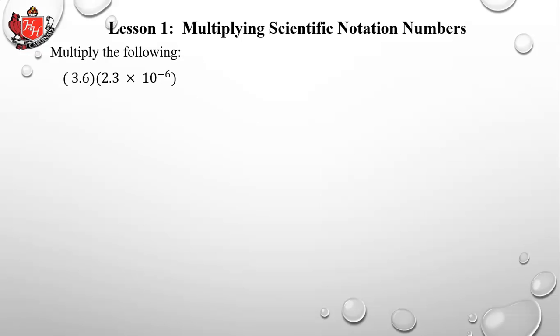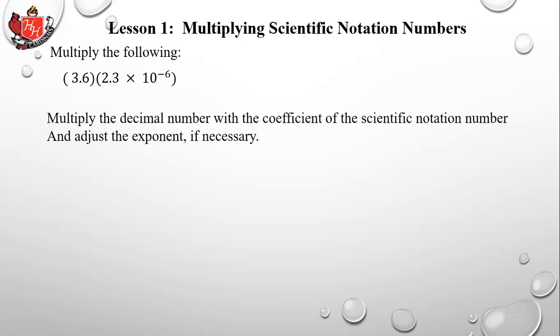Okay, how about this one? So you multiply the decimal. Now you don't have two numbers in scientific notation. One of them is, and the other one is just 3.6. So all you do is you treat that like a coefficient. Really, you could write 3.6 times 10 to the 0 power, because 10 to the 0 power equals 1, and 1 times 3.6 is 3.6.